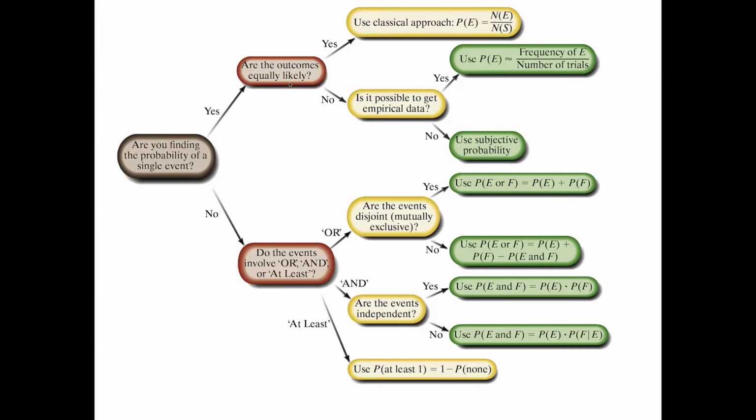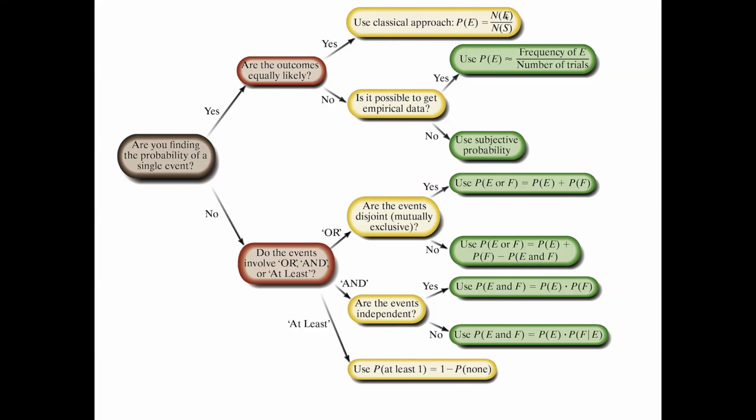Are the outcomes equally likely? If they're equally likely, that's the coin flip, that's rolling a die, and that's pulling a card from a deck. So we can use what we call the classical approach and just count the number in the event space that we're looking at versus the number in the sample space.